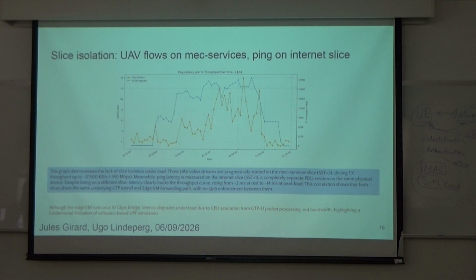In the second example, we tried the same exercise, but we use 2 different slices. So the ping device is on one slice, and the 4 streams are on another slice, and we can see the same results. So there is an impact between slices. There is no isolation.